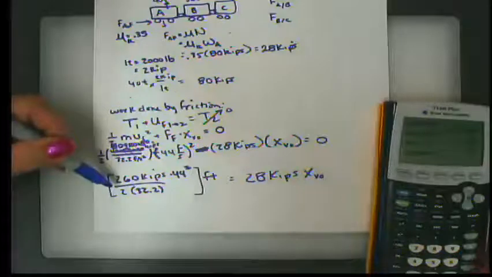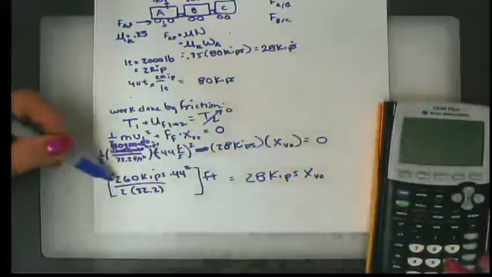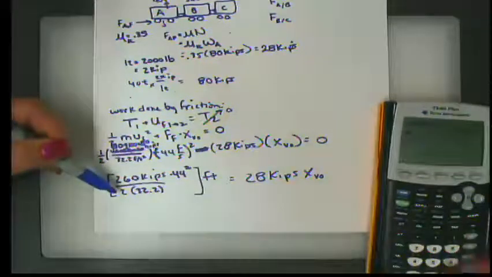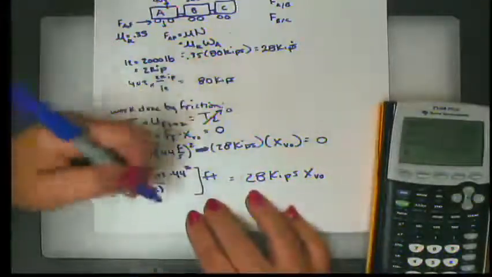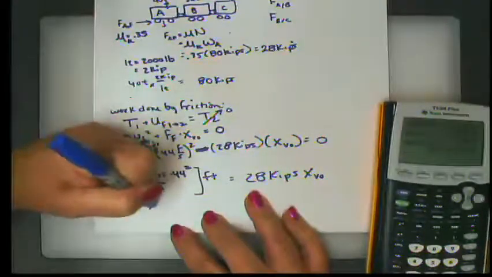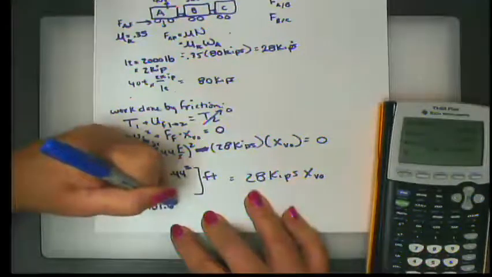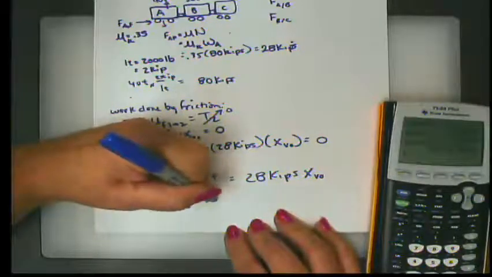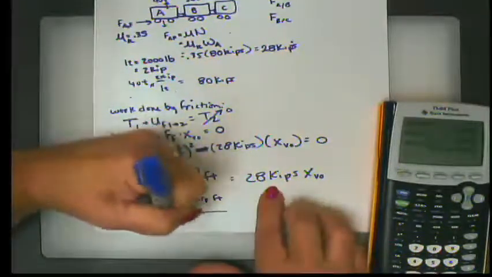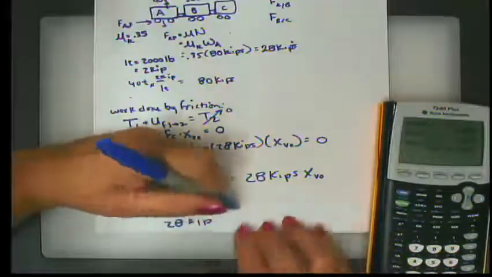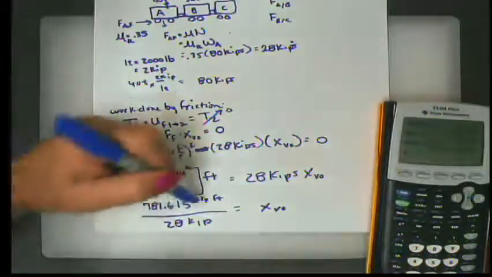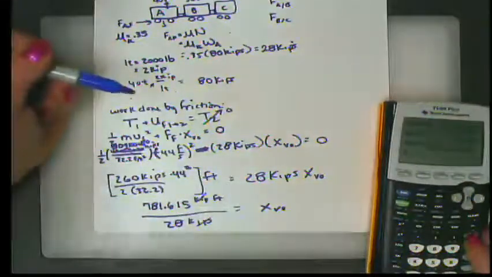I meant to hit equal. 260 times 44 squared divided by 2 and divided again by 32.2, and this term comes out to be 781.615 in units of kip feet. And if I divide that by 28 kips, I get my stopping distance, and the kips cancel, so my stopping distance will be in feet.